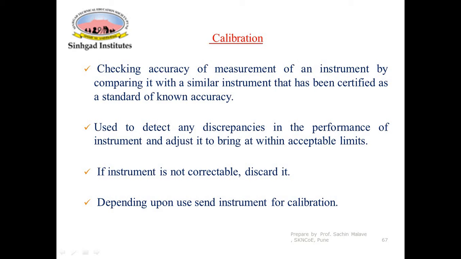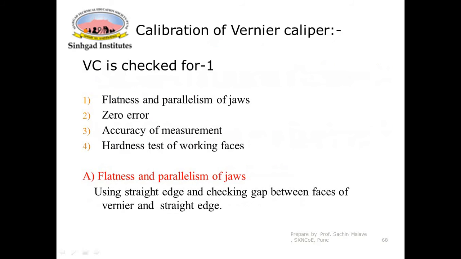Okay, so that type of report will be given by that particular lab. Now let us take two examples: calibration of the vernier caliper and calibration of the micrometer. As far as the vernier caliper is concerned, what kind of parameters are generally checked for the calibration of the vernier caliper?